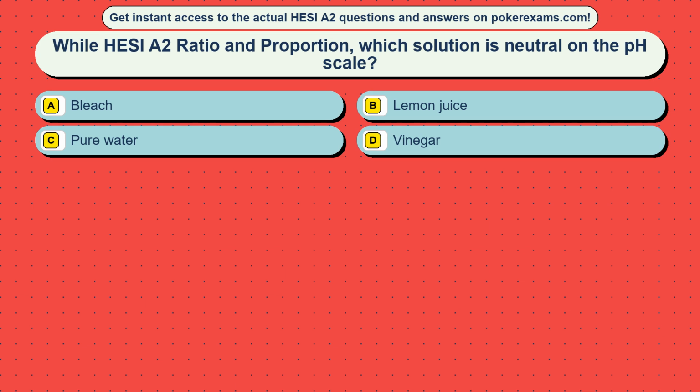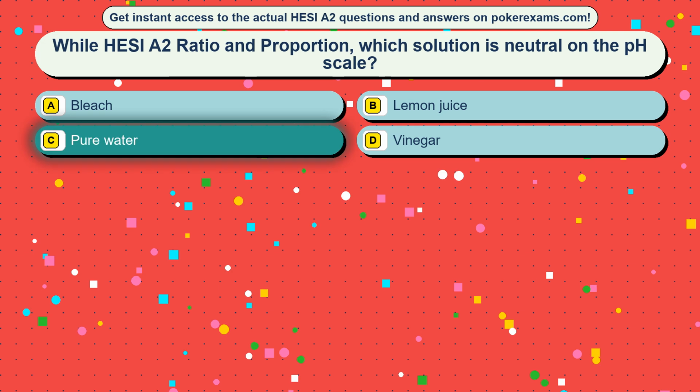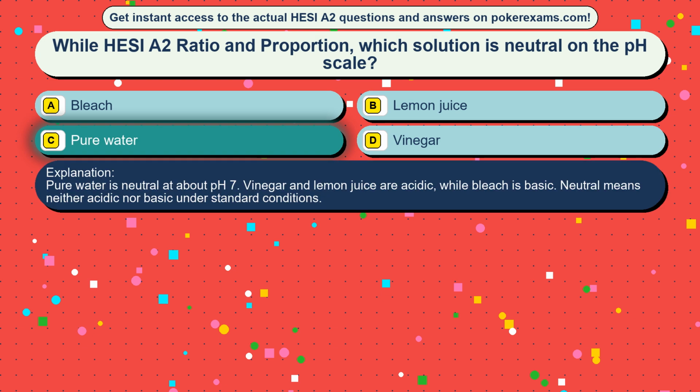Question 47. While HESI A2 ratio and proportion, which solution is neutral on the pH scale? Option A, bleach. Option B, lemon juice. Option C, pure water. Option D, vinegar. The correct answer is option C, pure water. Pure water is neutral at about pH 7. Vinegar and lemon juice are acidic, while bleach is basic. Neutral means neither acidic nor basic under standard conditions.